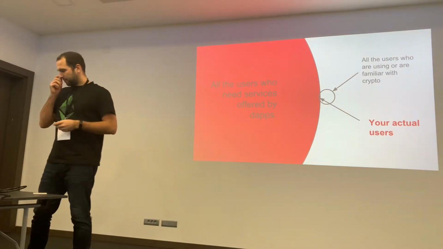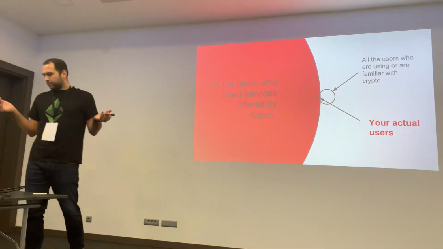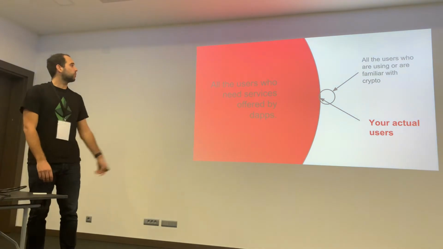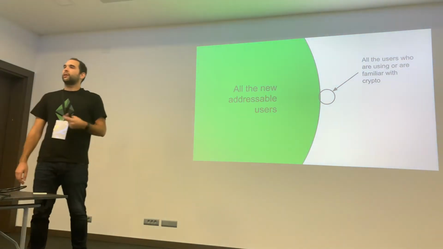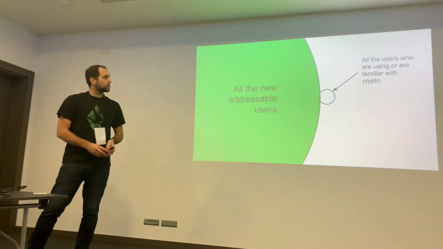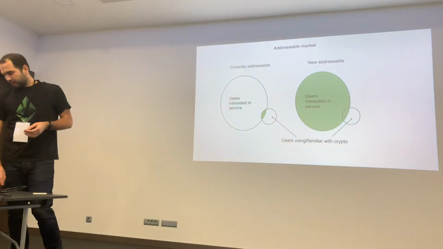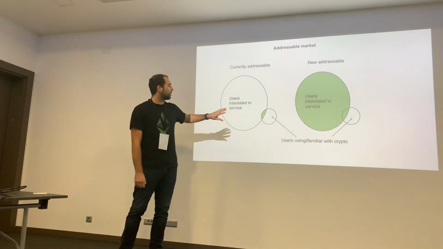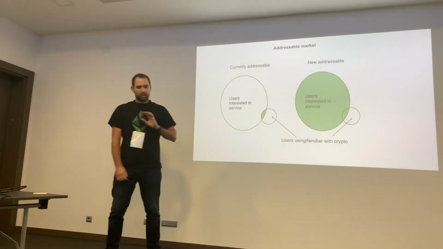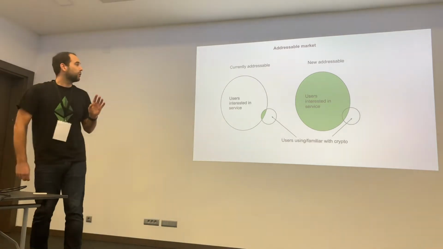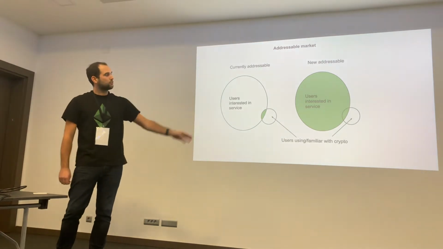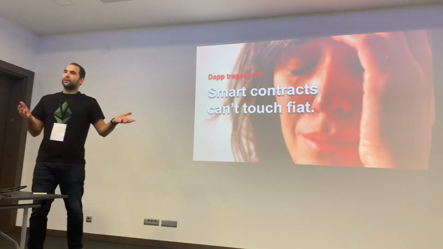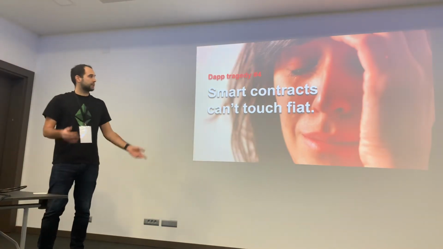And your first thought might be, well, why is that? Let's try to get to all of these users that are potentially interested in our service. And this is how it would look like. So with one slight change of your strategy, you could target all of these users that are out there. But there is another problem, and that's that smart contracts can't touch fiat.